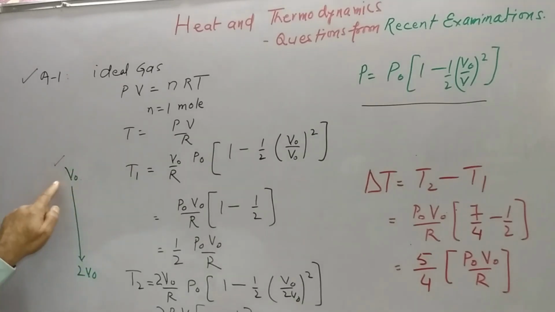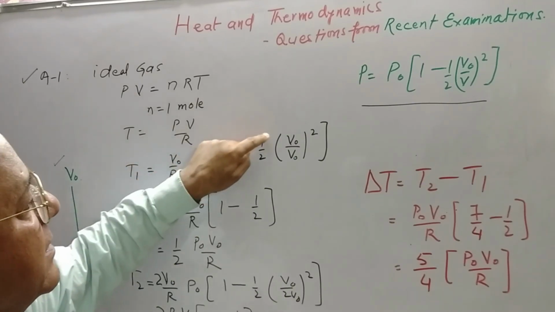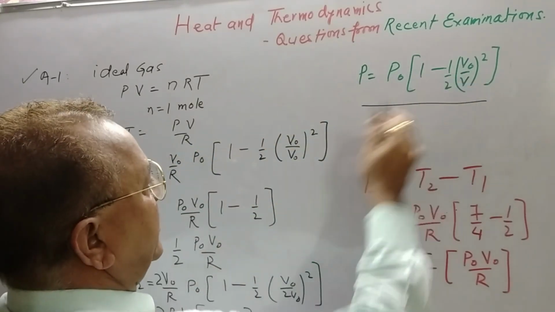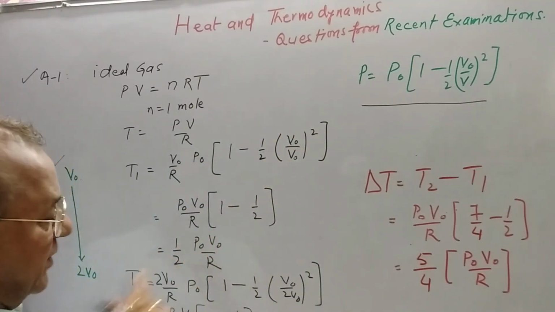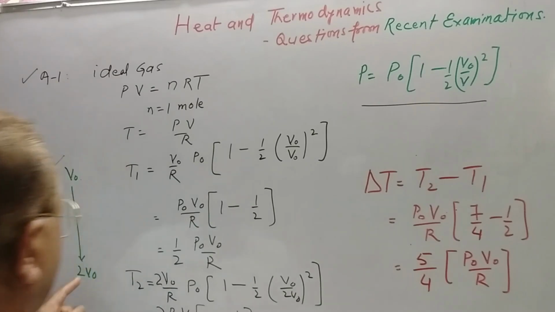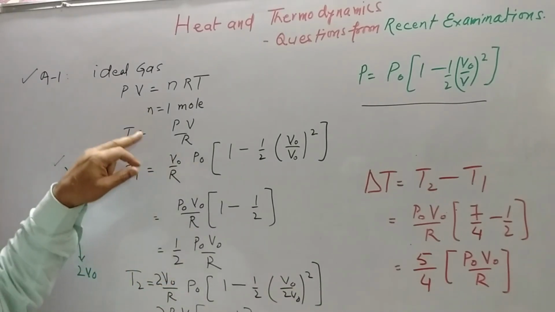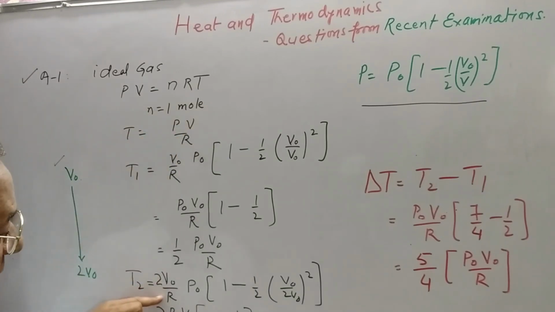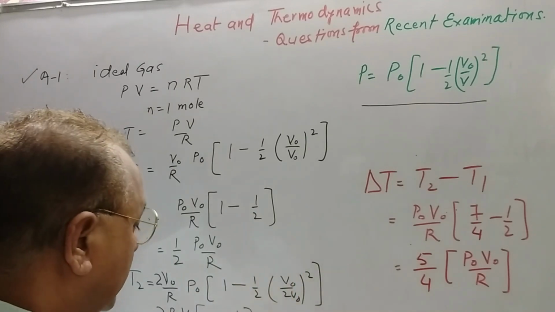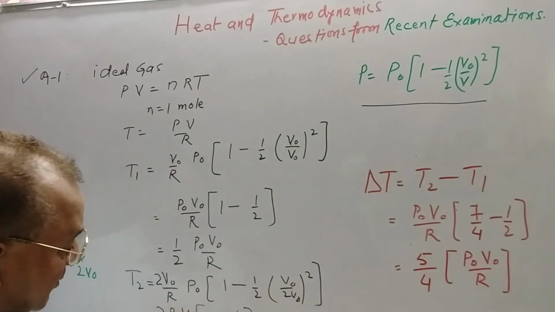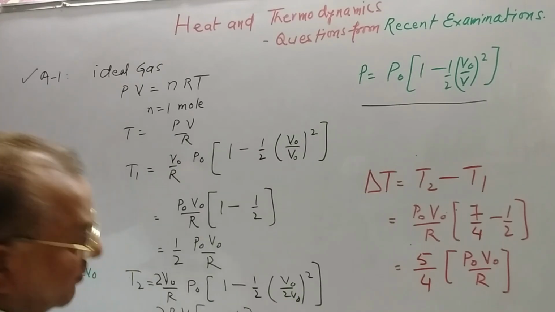T1 is equal to the initial stage, V1 by R, P1 (1 minus half). Instead of V, you put V naught. You will get 1 minus 1 by 2, that is half P naught V naught divided by R. Final stage, T2 is equal to twice V naught by R, P naught (1 minus half (V naught by 2 V naught) whole square). This gives you 2 P naught V naught by R, (1 minus 1 by 8), equal to 7 by 4 P naught V naught by R.